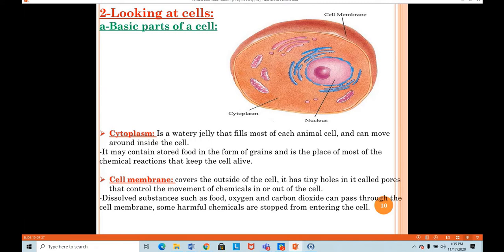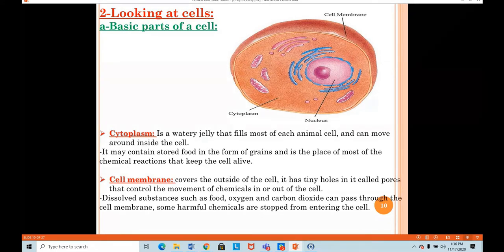To allow this exchange, these tiny pores or holes are present in the cell membrane, and that is why the cell membrane is given the name selectively permeable or semi-permeable. Miss, where is the oxygen placed in the cell? Like, where is it present? Meaning the cells, they take in oxygen. Right, through these pores, the oxygen enters the cell.